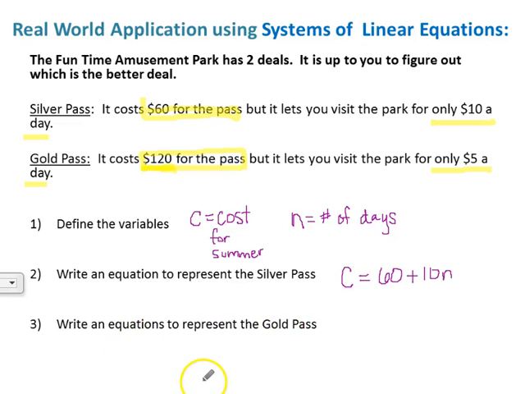So now I want you to try and come up with the equation to represent the cost of the gold pass. You can use the equation that we did for the cost of the silver pass to help you get started. So go ahead and click pause, and try that on your own to find the equation that represents the cost of the gold pass, and then when you're ready to check your work with mine, go ahead and click play.